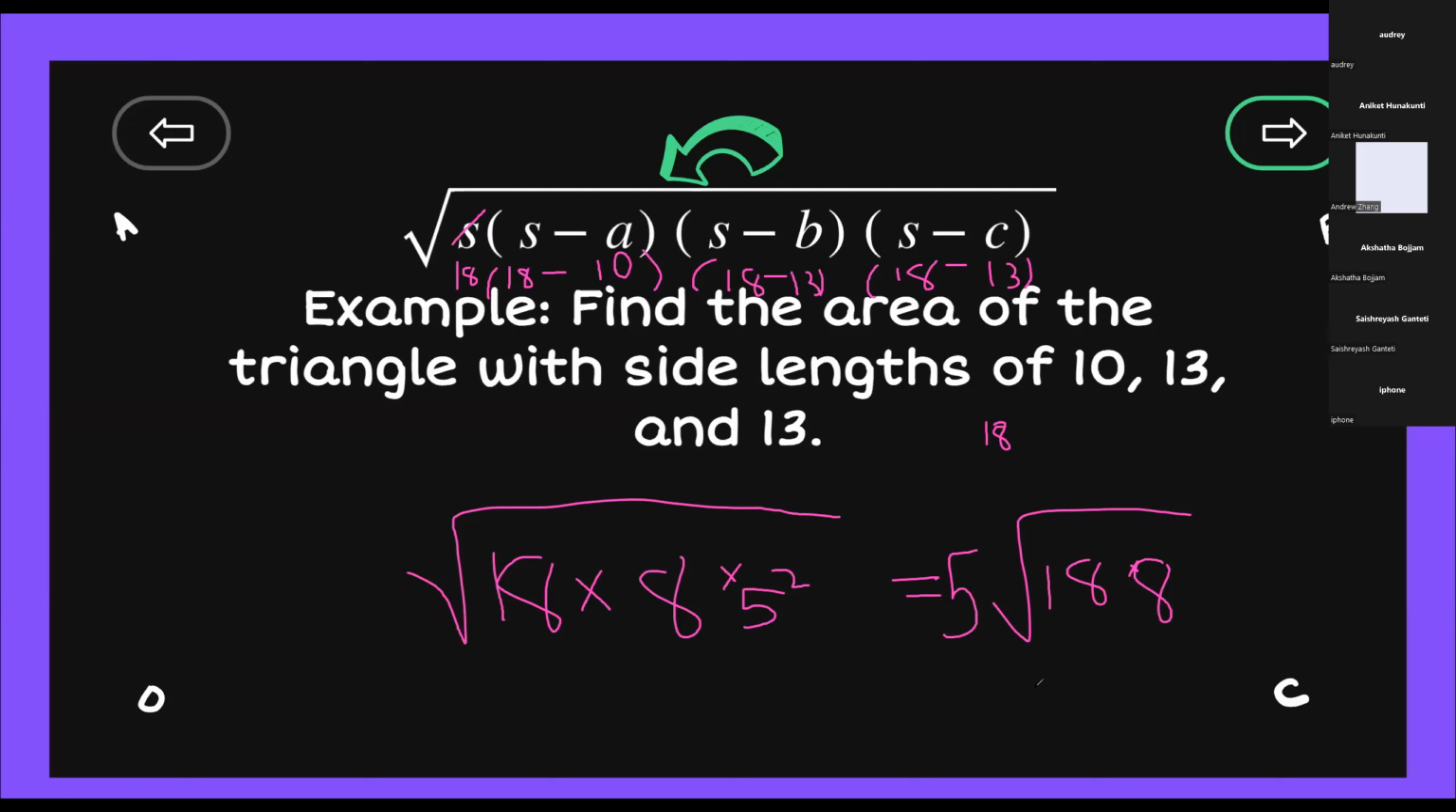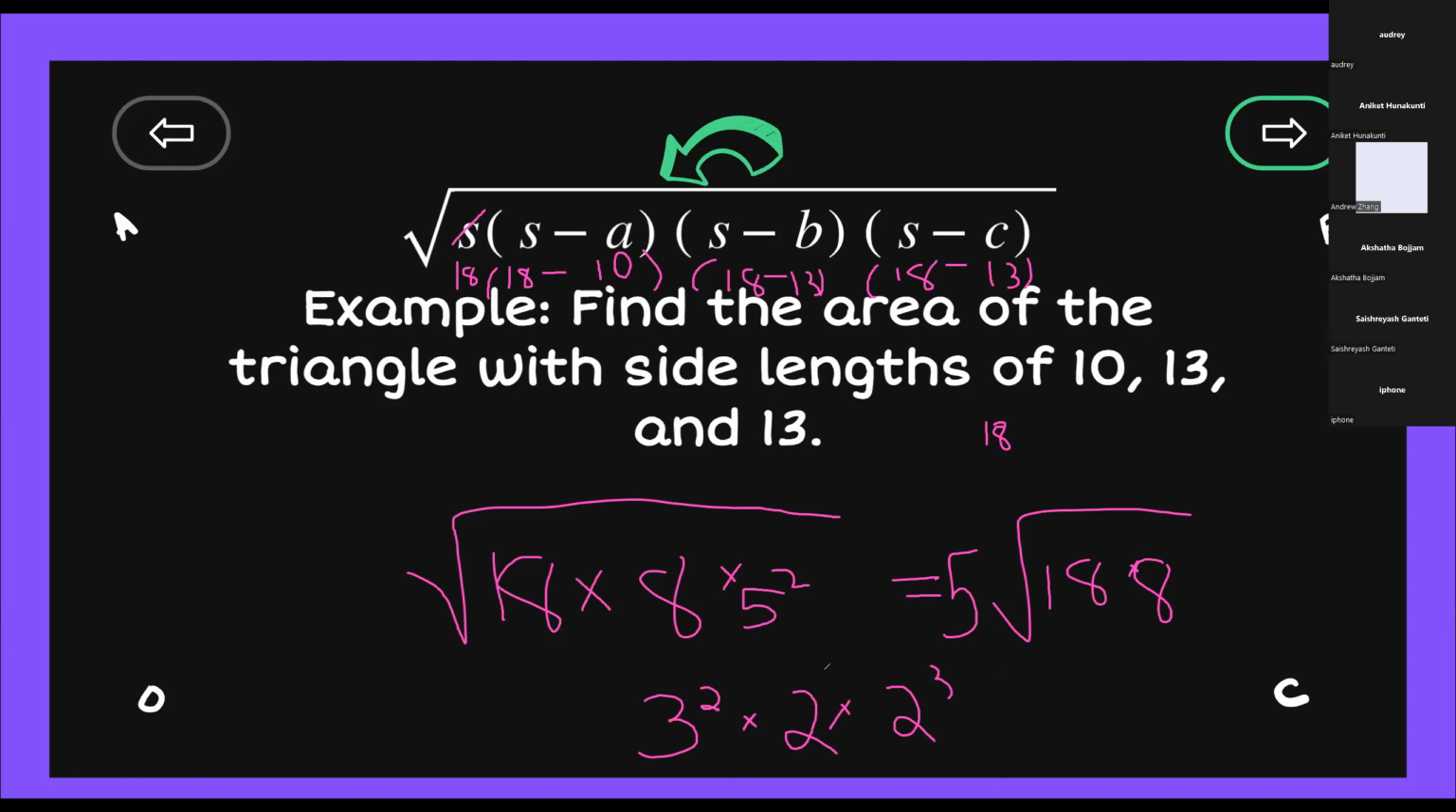I see one correct answer. I see three people answered and one of you is correct. So the answer to 18 times 8. Remember, 18 is 3 squared times 2, right? Because it's just 9 times 2. And then 8 is 2 to the third, right? It's 2 times 2 times 2. So that means we have 3 squared times 2 times 2 cubed.